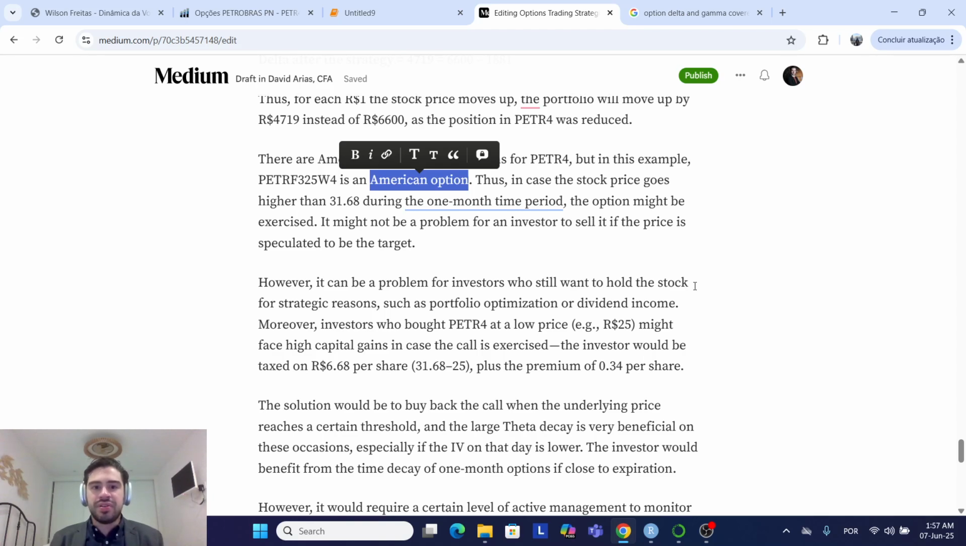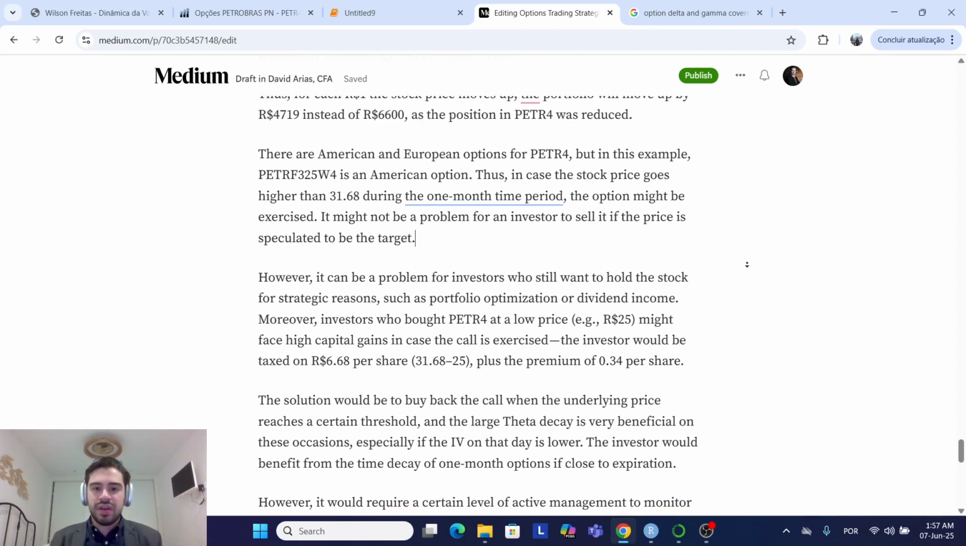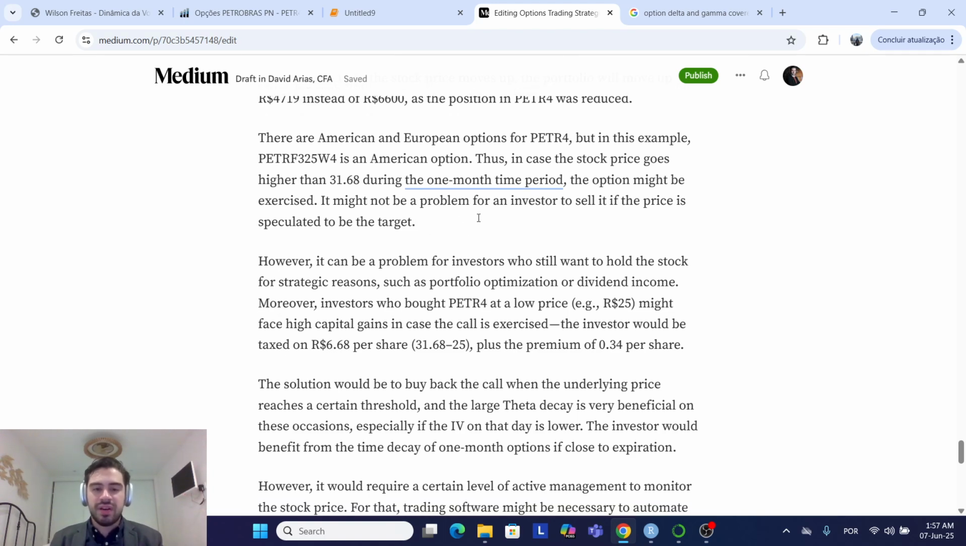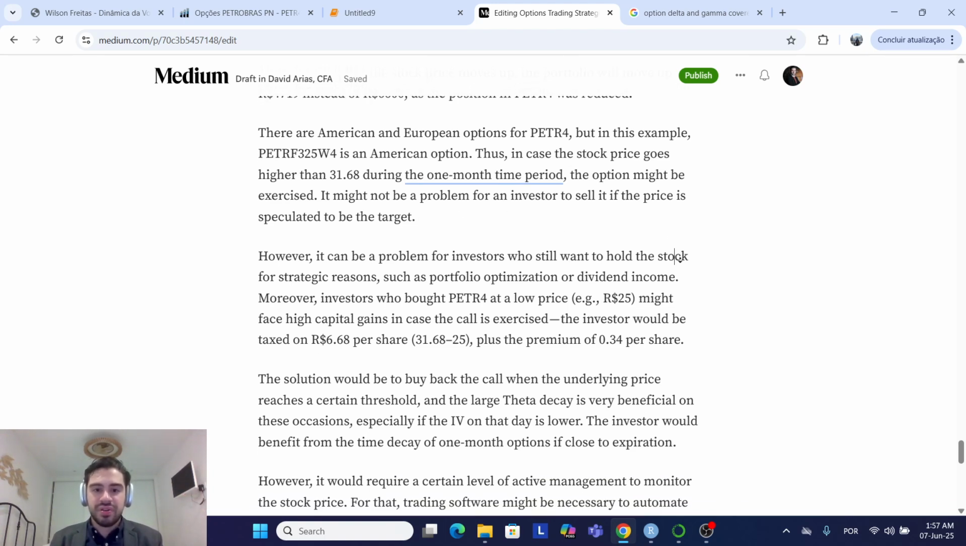Imagine suddenly there's very good news and the stock price moves up 5%. You don't even notice, and the call is exercised, and you basically sold all the position you had, because the call got to the money, and then in the money, and you basically now have zero delta.